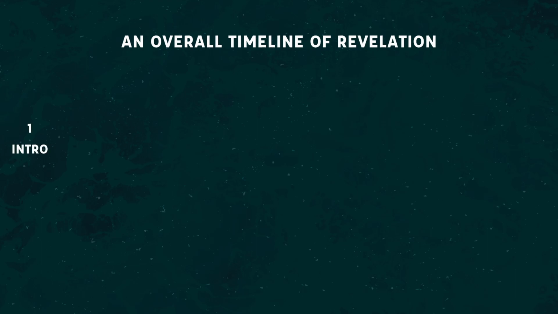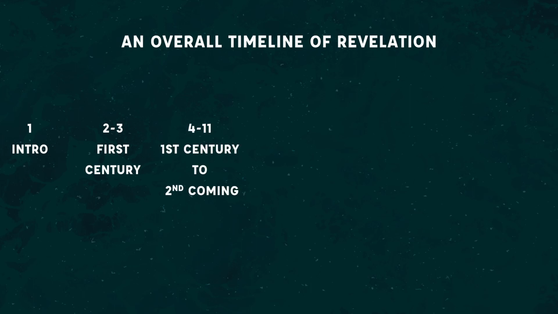There's an introduction, as we said, in chapter 1. Chapters 2 through 3 cover the first century. This is what John is seeing in his day. Chapters 4 through 11 are the first century to the second coming. These are the cycles of the 7 seals and the 7 trumpets. Chapter 12 through 14 really starts to dive into the time of the end and ends with the second coming.